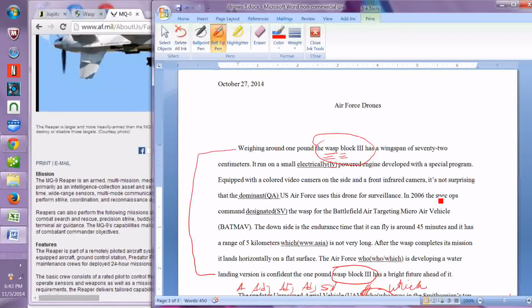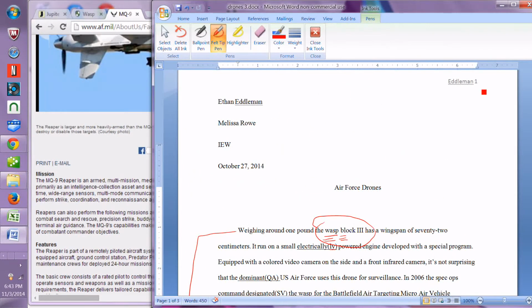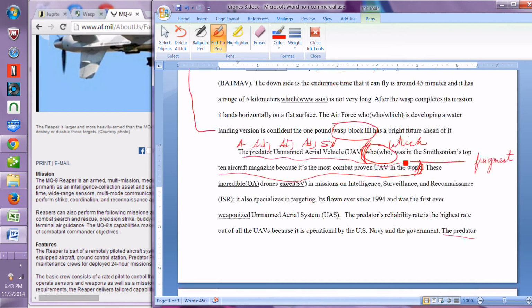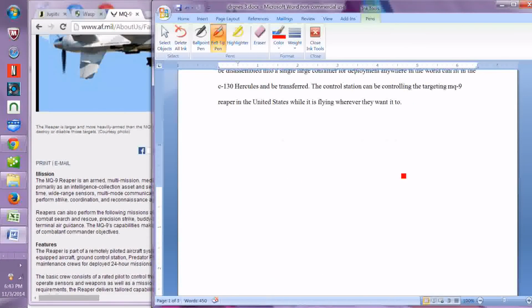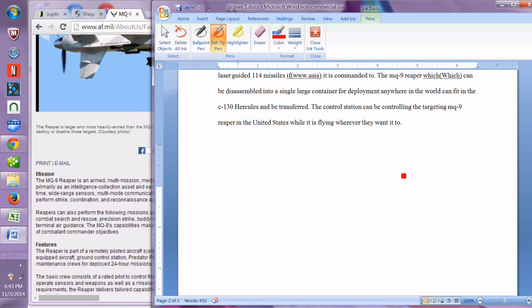Nice formatting. You've got the full double space. You have your MLA heading. You have your running head. You have 3 good body paragraphs. And now we're going to work on your introduction and your conclusions.